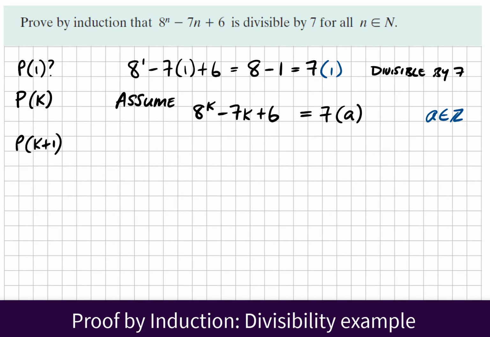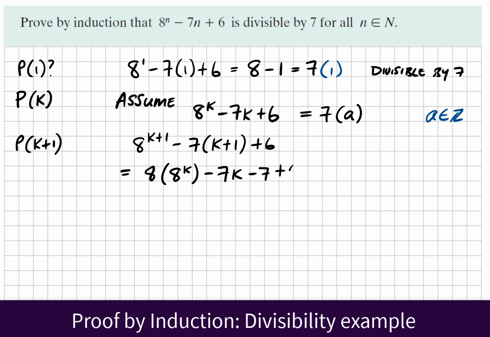Now, having made that assumption, we're going to try to prove that it is true for n is equal to k plus 1. So I sub k plus 1 instead of n in the expression. Now I'm going to manipulate this. Looking at the first term, the important idea here is that 8 to the power of k plus 1 is 8 groups of 8 to the power of k, using the laws of indices. We have 8 groups of 8 to the power of k. That would be the same as 7 groups of it plus 1 more group.